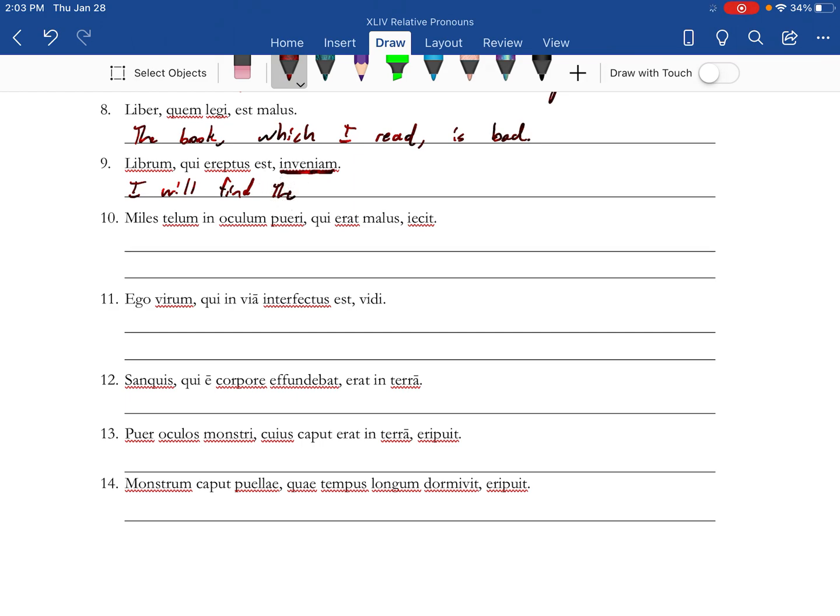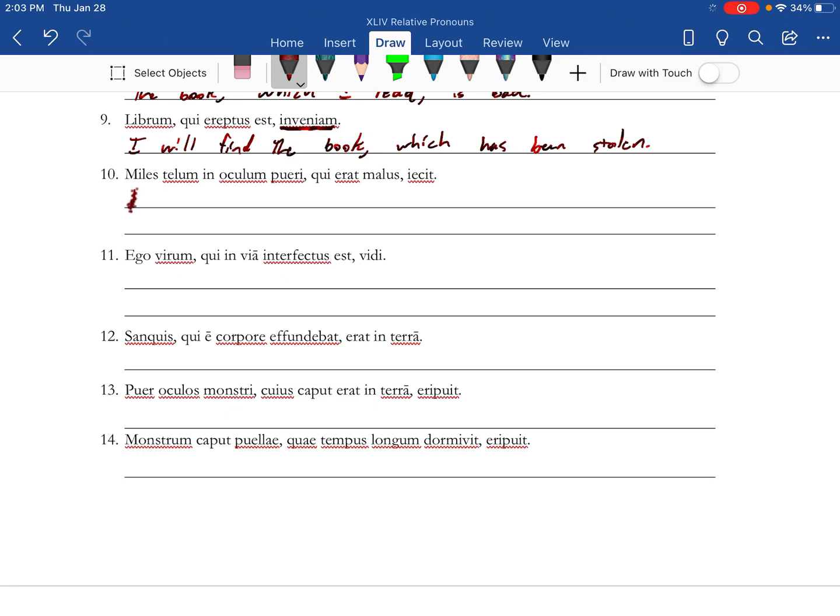The book which has been stolen. Milace, the soldier, threw a spear in oculum pueri, into the eye of the boy, who was bad.